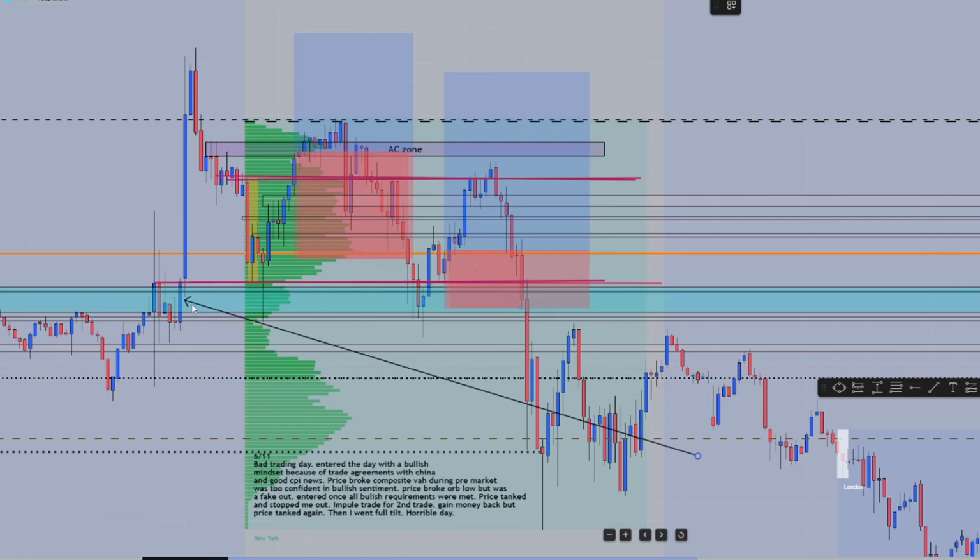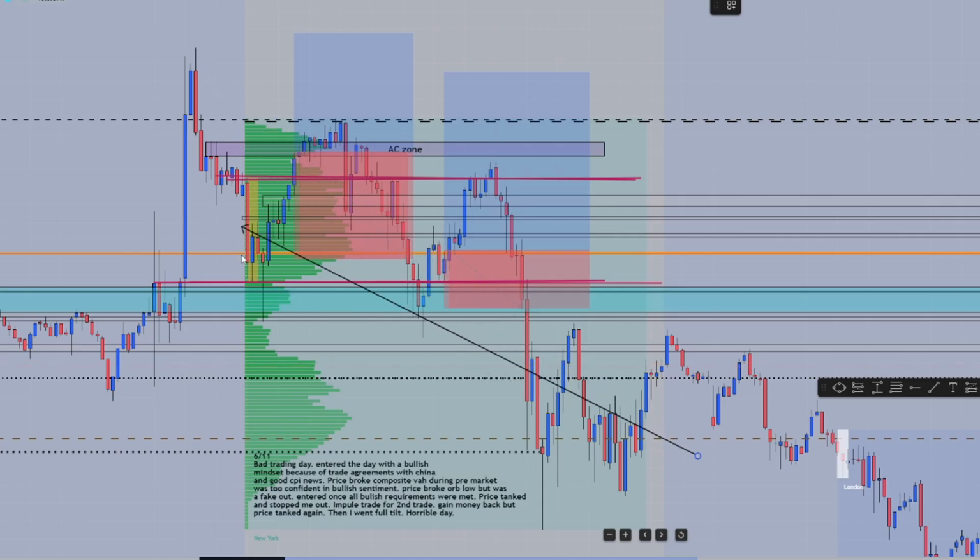As you can see right here, this was CPI. Once the CPI news came in, this is pre-market at like 8:30ish, and that was CPI. The markets loved CPI, and I was thinking that we were going to retrace some, because price needs to accept these higher values.